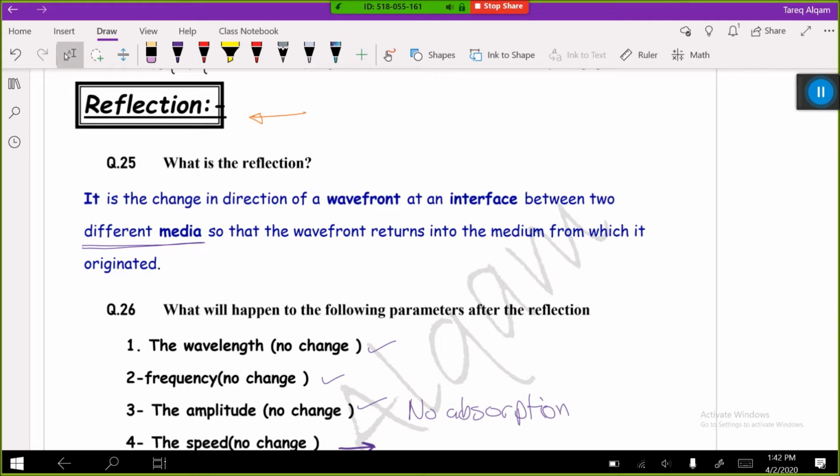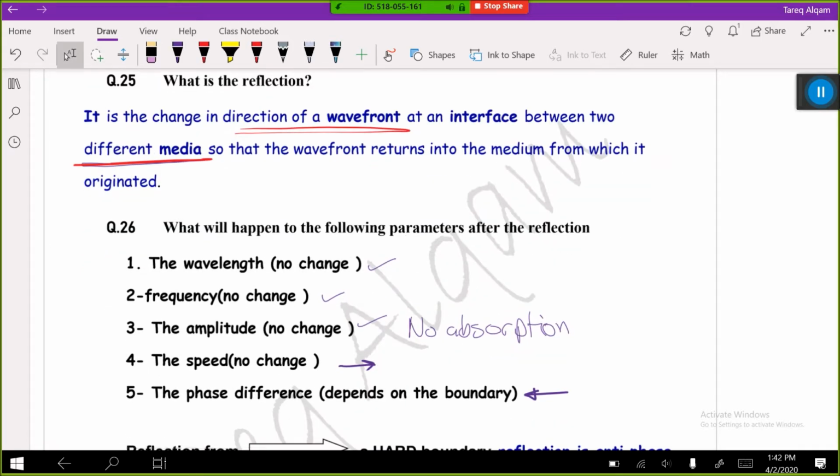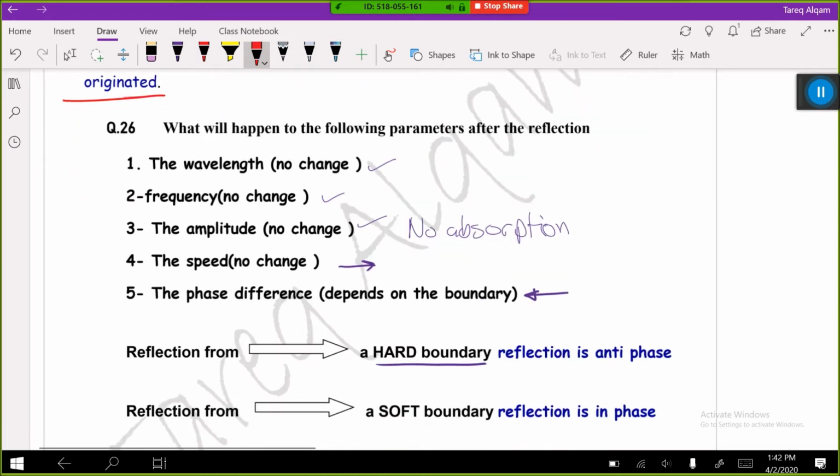Reflection is the change in the direction of the wavefront, right, at the interface between two media. It means that when the waves meet another medium, they will be reflected. So the wavefronts return into the medium from which they originated. I think all of you are familiar with these things.